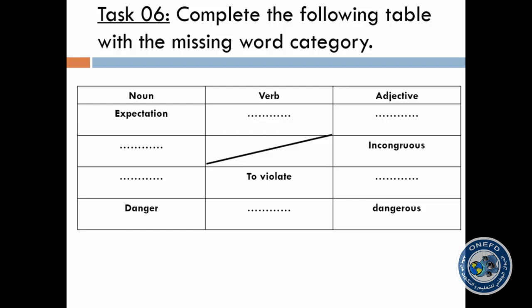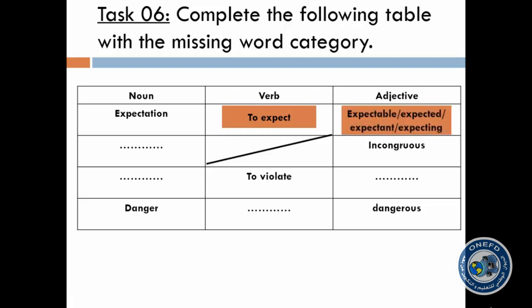So let's take a look at the answers. The verb of the noun expectation is to expect. So we took away the suffix ation and we had the verb to expect. Now let's see the adjective of the verb to expect: expectable, expected, expectant and expecting.